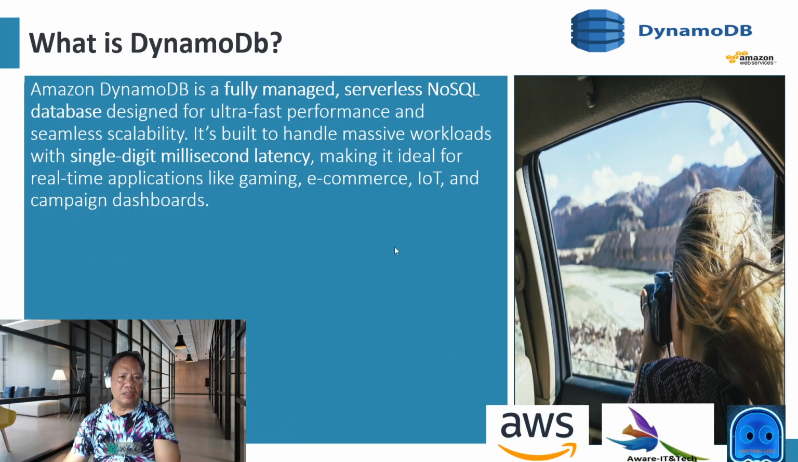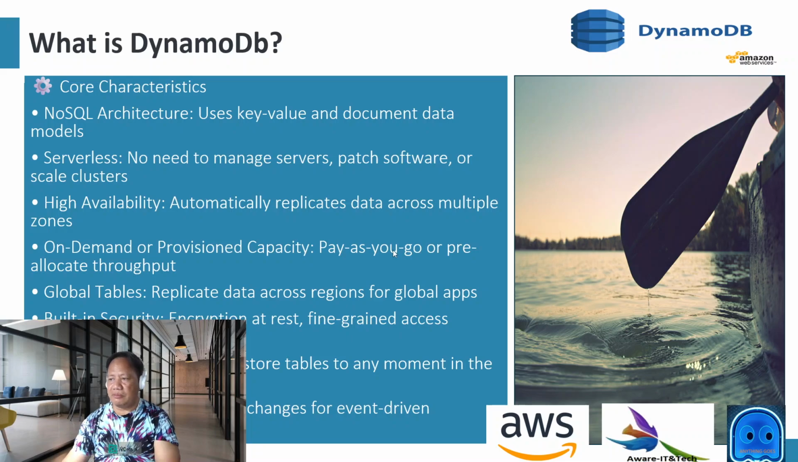DynamoDB is the famous database of AWS. It's a NoSQL architecture. It's serverless. It has high availability. It automatically replicates data across multiple zones, on-demand or provisioned capacity, global tables, built-in security. Global meaning it could be accessible anywhere in the globe, and then point-in-time recovery, and streams for event-driven workflows.